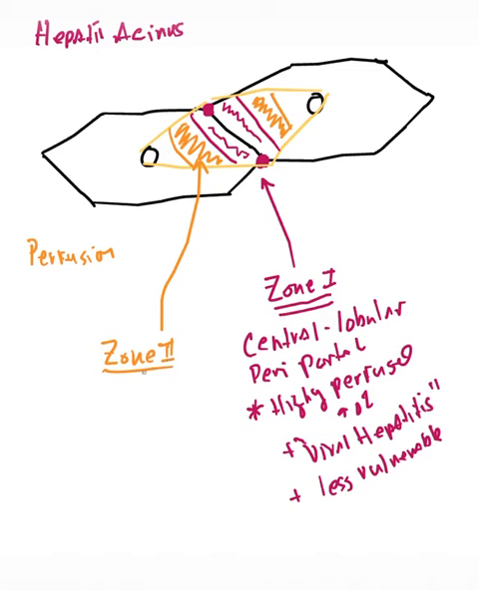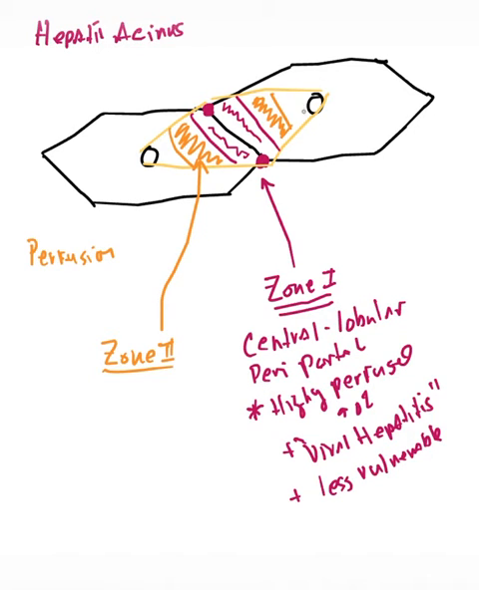Not a whole lot to say about that in terms of toxicology. I believe that this zone is more vulnerable to yellow fever. People that get yellow fever, the hepatocytes in this zone tend to be more vulnerable. But again, that's not something that I've studied in detail, so I'll be careful about making definitive statements there.